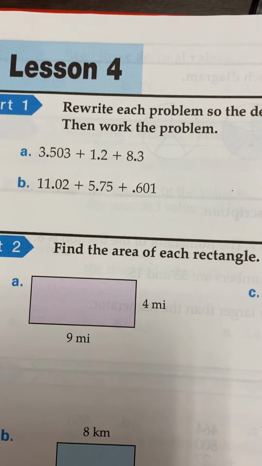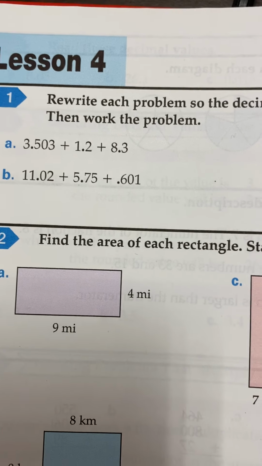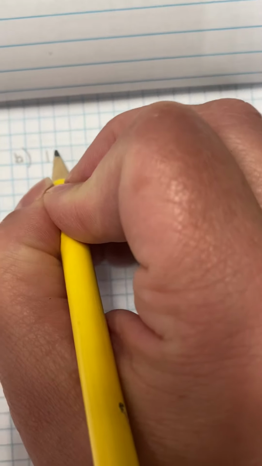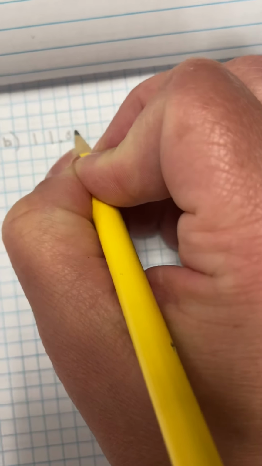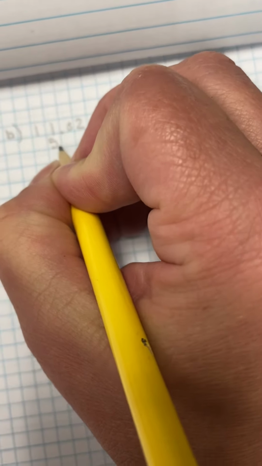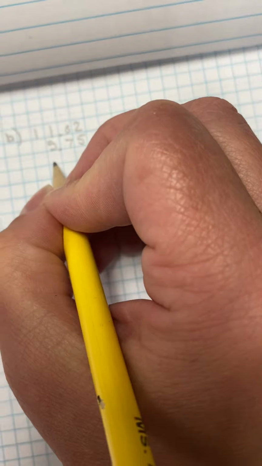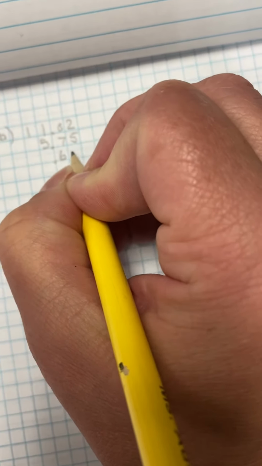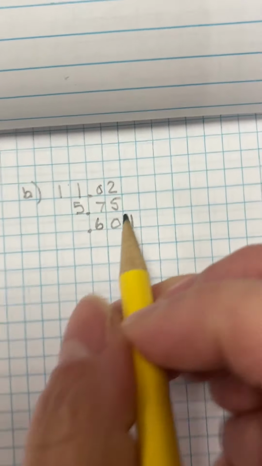Okay, I'm going to do one more. We're going to do the B, and then I'm going to have you guys do the last two. So B, we have 11 and 200ths, and then we have 5 and 75 hundredths, and then we have 601 thousandths, 601 thousandths, if you can see.